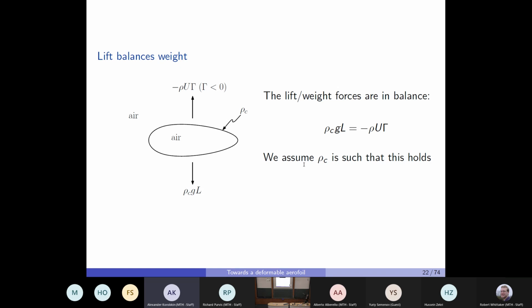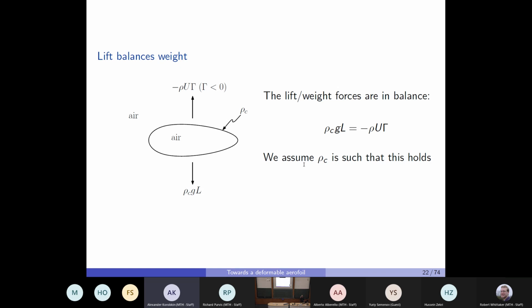Okay, so the lift from the Kutta-Joukowski theorem is given by minus rho u capital gamma. Rho here is the density of the air outside the cell. Capital gamma is negative, so that's an upwards force. And then we've got the weight downwards, rho c g l, and those two things are assumed to be in balance. We'll assume that works by choosing rho c so that it works. So I'm just going to choose the density of my material so that these forces balance and the thing can just cruise at an equilibrium height.